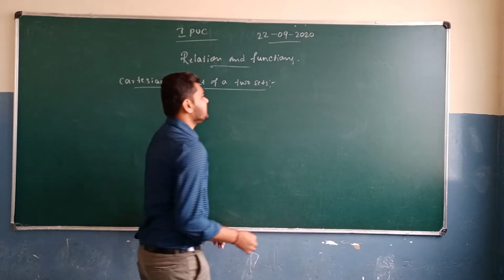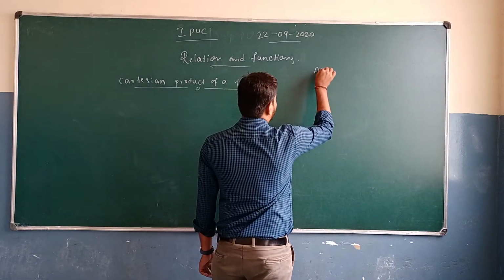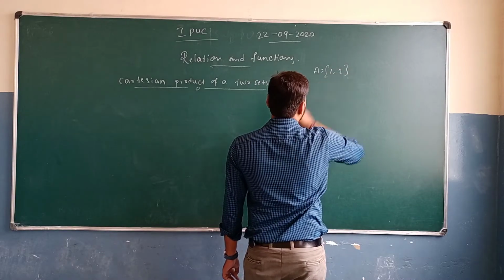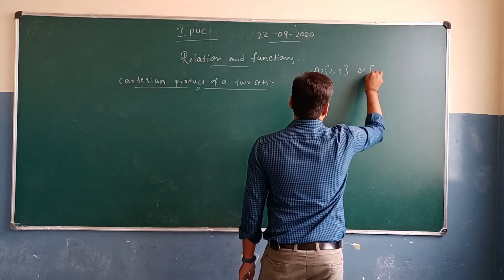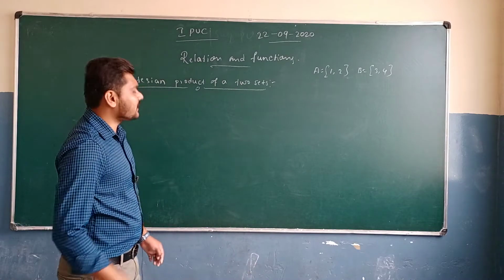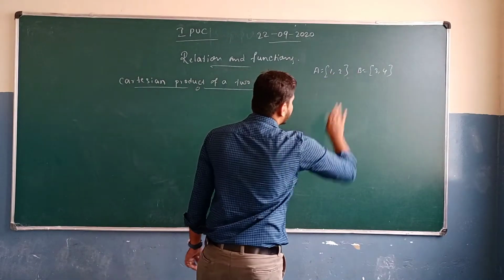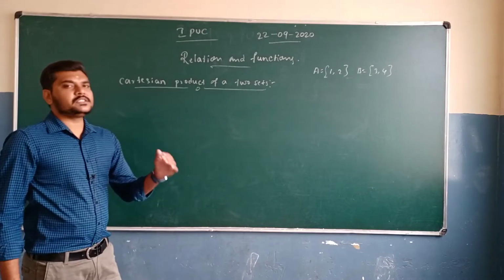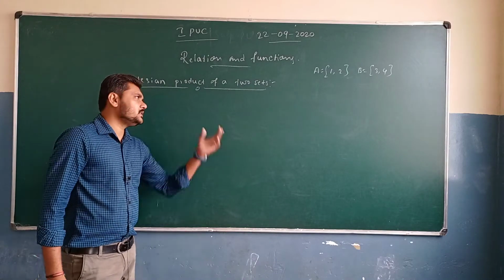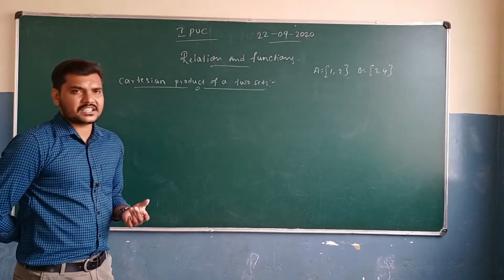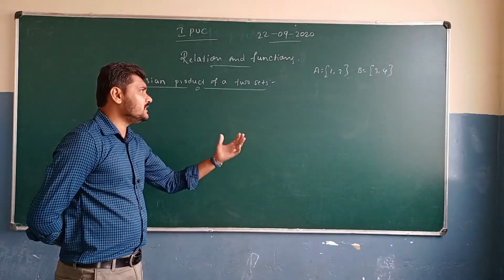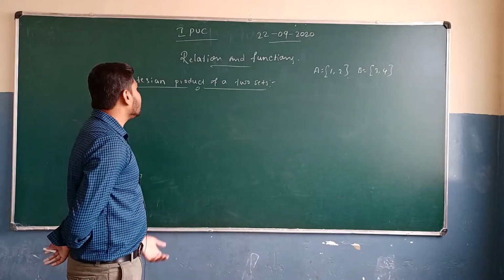Suppose we have a set A equal to 1, 2, and a set B equal to 3, 4. Are these two sets going to be equal? No, because if two sets are equal, then the corresponding elements present in set A must be present in set B. Here set A has 1, 2 and set B has 3, 4. No elements are equal between A and B, so we can't say that A is equal to B. Then what is going to be the Cartesian product of the two sets?